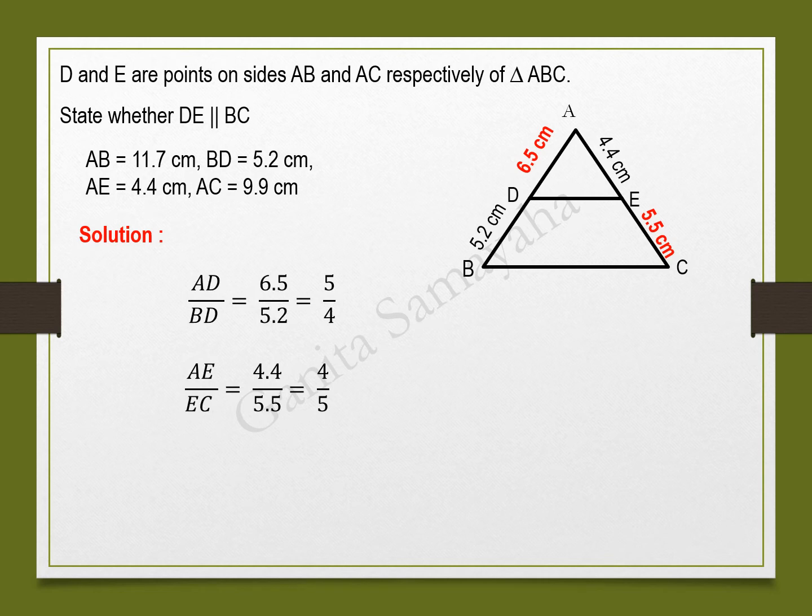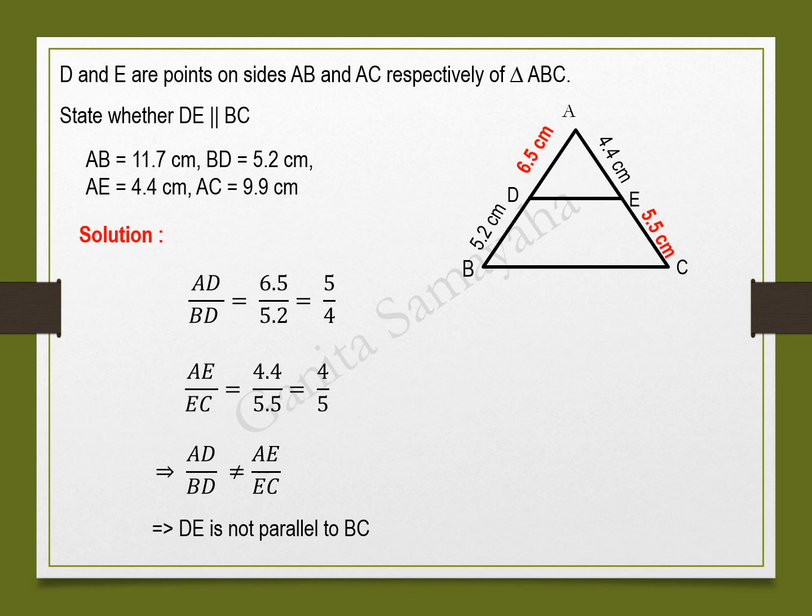So what do we observe? AD by BD is not equal to AE by EC. So what do we conclude? We conclude that DE is not parallel to BC. That's all, children. So these are the problems that you will have with respect to converse of BPT, asking you to prove whether it is parallel or not parallel. Then we use this on some application problems as well.